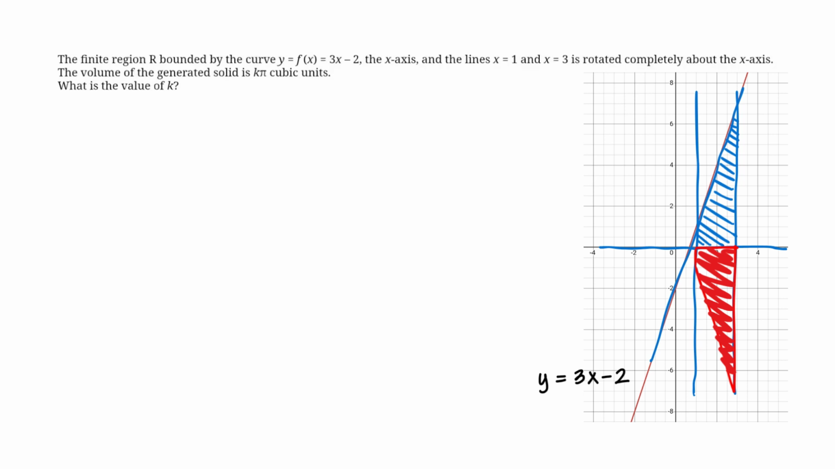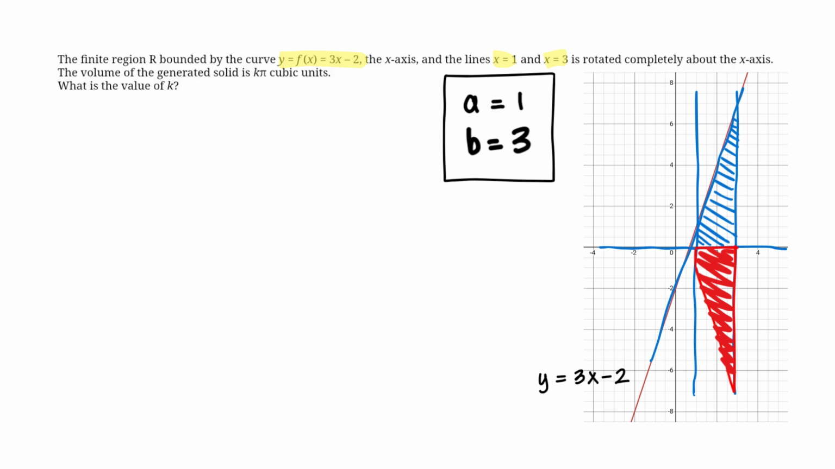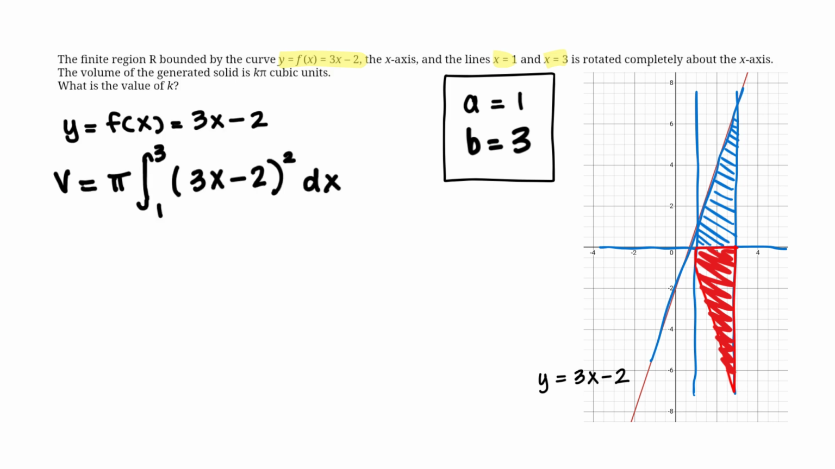Let's plug in what is given in the question. For our limits a and b, we are given the x values, 1 and 3. Therefore, a is 1 and b is 3. We are also given our function. f of x is 3x minus 2. So our integral will be volume is equal to pi times the integral from 1 to 3 of the quantity 3x minus 2, all squared, dx.